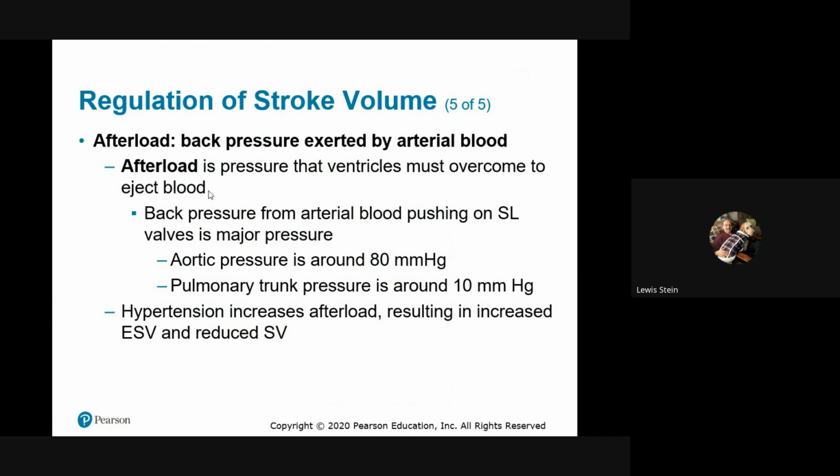Remember what slammed those valve doors shut? The aortic and semilunar valves. So there's back pressure from that blood. The aortic pressure is around 80. The pulmonary trunk is around 10. So once you get to 80, you're starting to force that thing open. And by the time you get to 120, it's open. And those ventricles will empty relatively quickly.